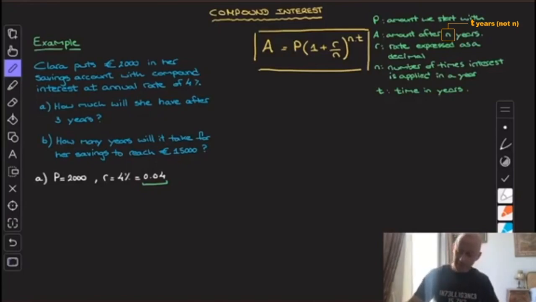T is the time in years. So we're interested in how much you'll have after 3 years. So T is going to be equal to 3. So I just write that as well. T is equal to 3. And now N.